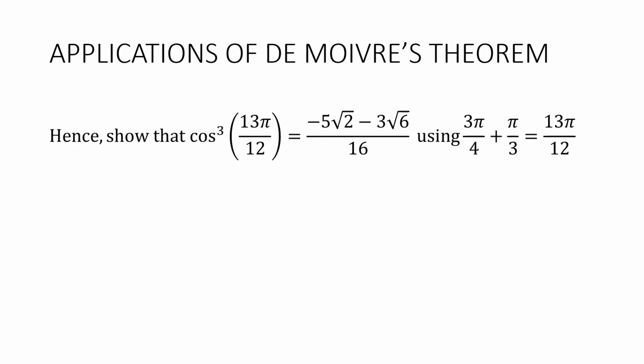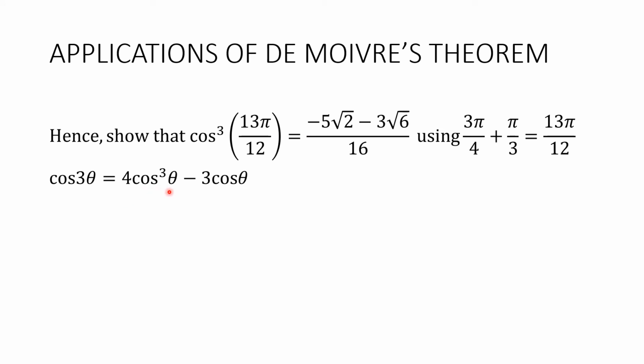Hence, show that cos cubed of 13 pi on 12 is equal to negative 5 root 2 minus 3 root 6 all over 16. And we're going to use the fact that 3 pi on 4 plus pi on 3 is equal to 13 pi on 12. All right, because it says hence, I'm going to use the thing that we just proved, which was cos 3 theta is equal to 4 cos cubed theta minus 3 cos theta. All right, we're wanting to show that cos cubed something is equal to this. So this is going to be key.